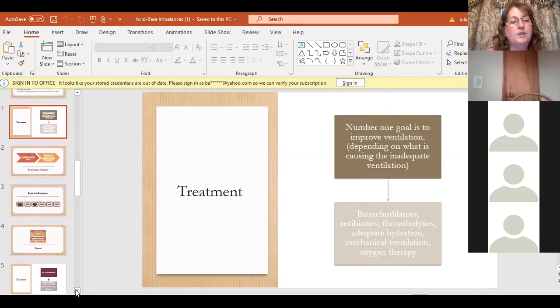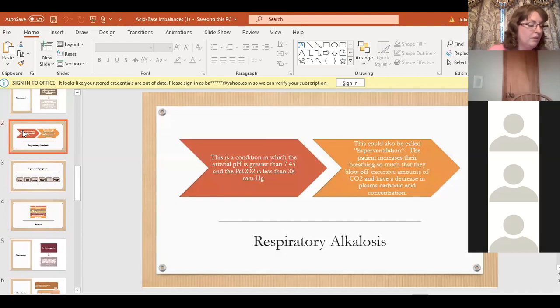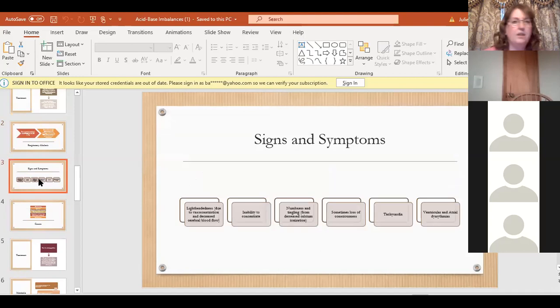Okay, the next one is going to be respiratory alkalosis. With respiratory alkalosis, we're going to have a high pH and a low CO2. This is going to be characterized by hyperventilation. I'm sure you've all seen someone hyperventilate before. What do they look like? They're breathing really fast, they're really anxious. That's what I want you to think about when you think of respiratory alkalosis.